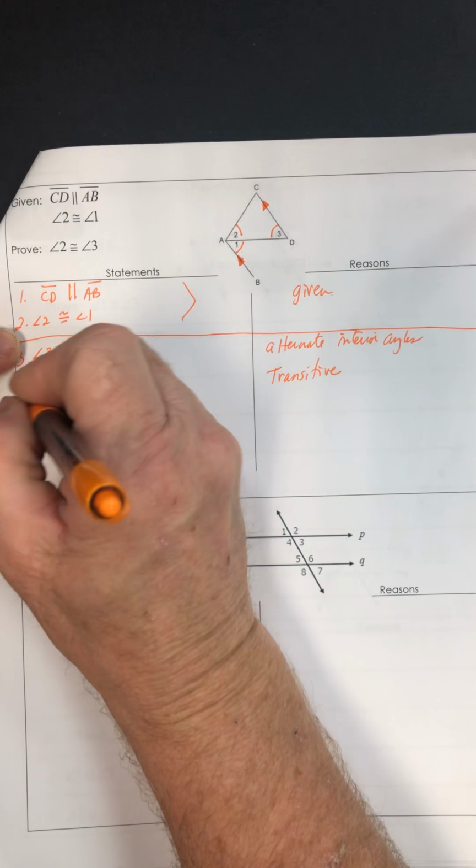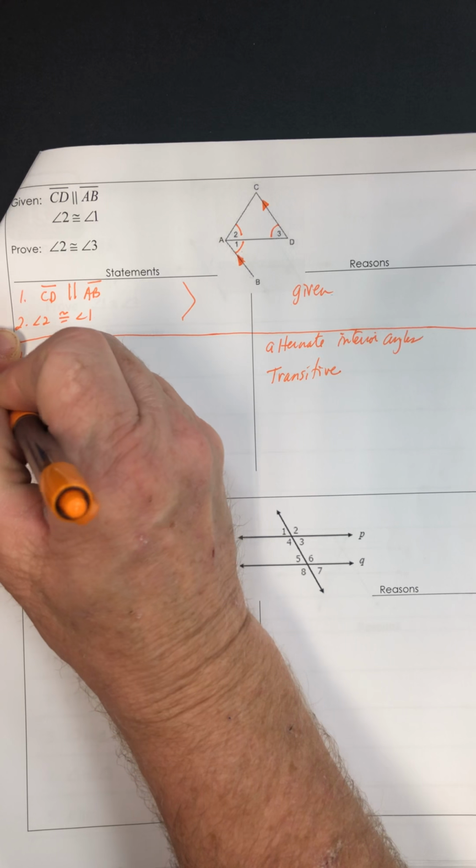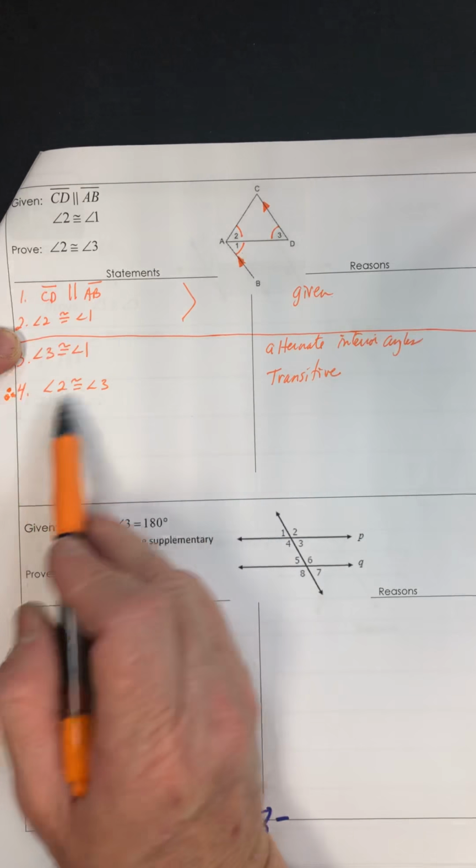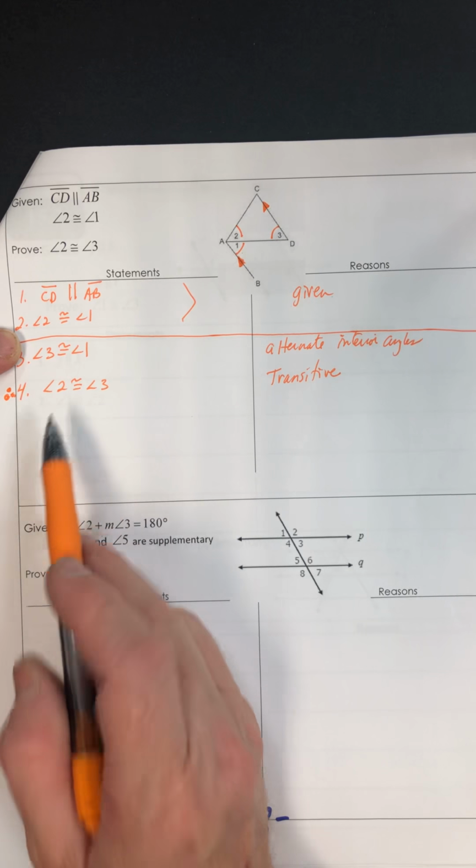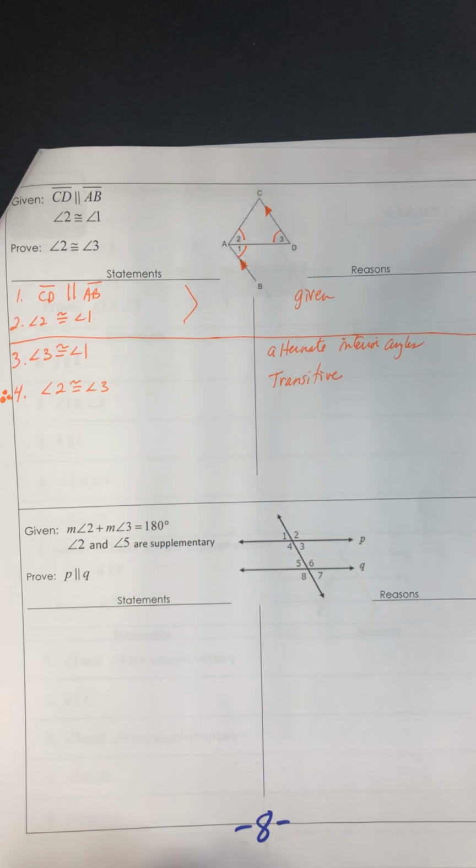And so I'll say, okay, these little 3 dots mean, okay, therefore I'm done. I have a reason that this is true. So that proof is done.